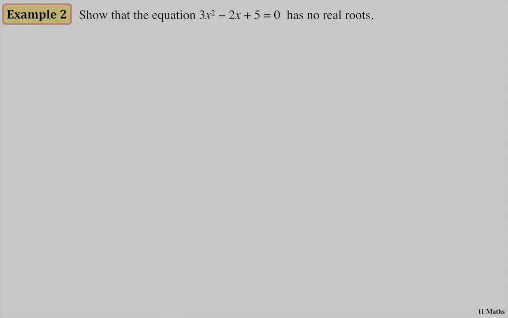Well, in example 1, we used the quadratic formula. Now in example 2, it just says show that this equation has no real roots. It does not say find what they are. So you could use the quadratic formula and try to find them, but we're going to use something a little bit faster. Now we know the discriminant's b squared minus 4ac.